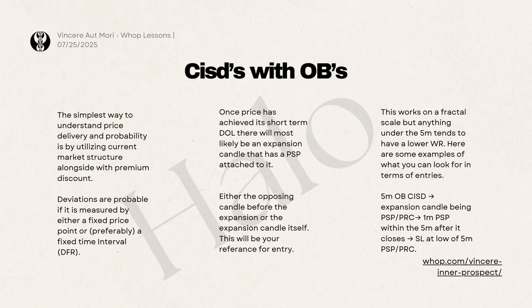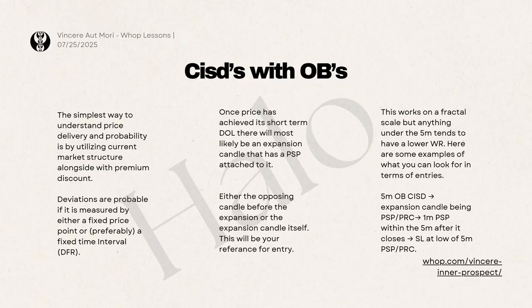Now, what do I mean by that? Two things. The PSP can either be the down close candle, your order block, right? Before your expansion up higher, or it can be the actual expansion candle itself. Now, why is this important? You're going to reference your order block, right? And sometimes, let's say hypothetically, you have your down close candle, right? And then the expansion candle takes out the previous down close candle's low, right?